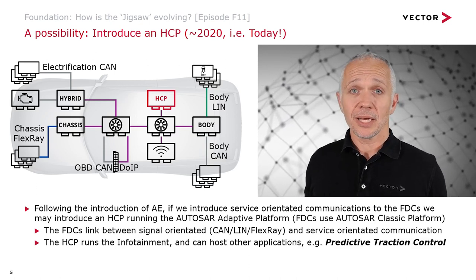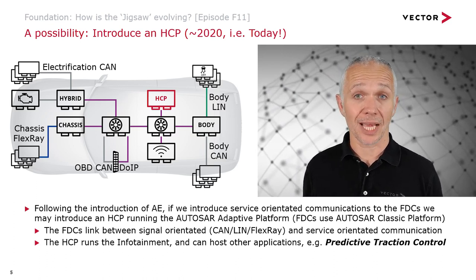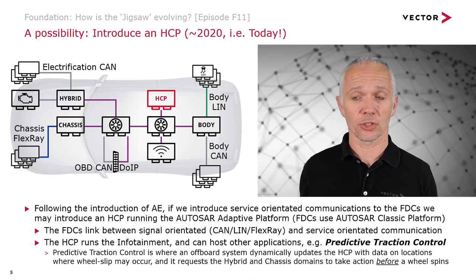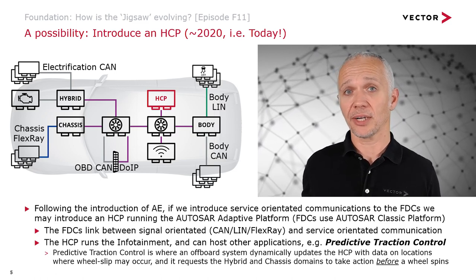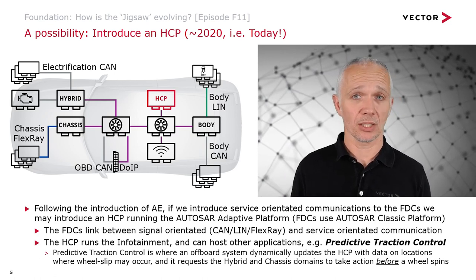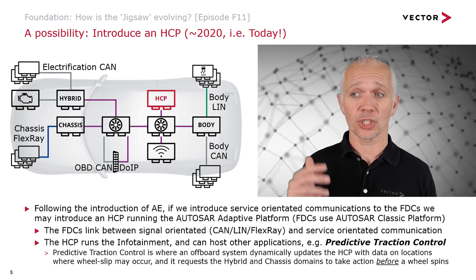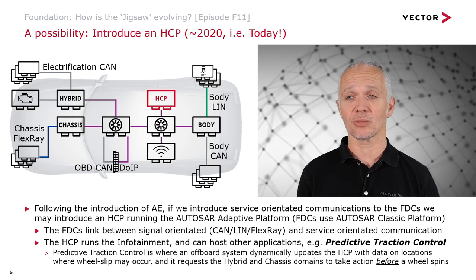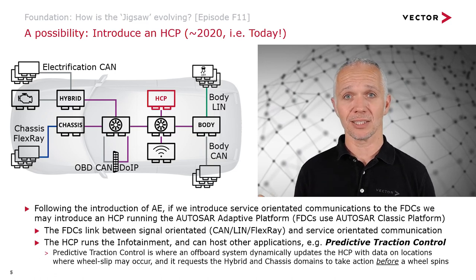So our HCP that we introduced to run the infotainment can also host other applications such as predictive traction control. So what's predictive traction control? Well, predictive traction control is where an offboard system dynamically updates our HCP with data on locations where wheel slip might occur. And this means our HCP can request the hybrid and chassis domains to take action before a wheel spins. So we've gone from a reactive system, where we had to detect a wheel spinning, to a proactive, predictive system.